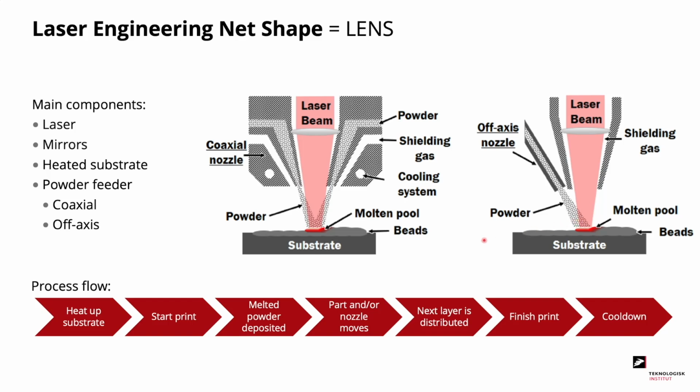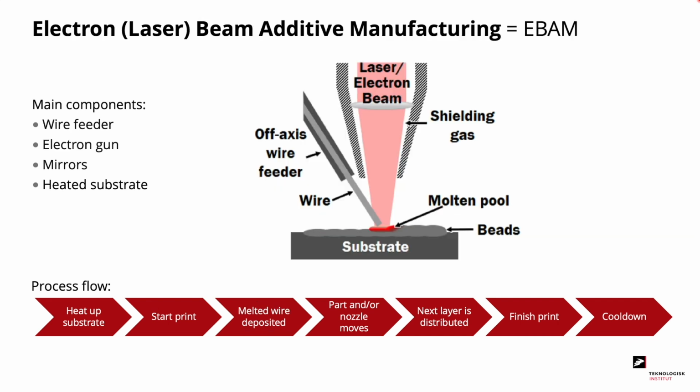If we look at the process flow, we start out by heating up our substrate. We then start our print, at which we are melting the deposited powder. Our part and/or our nozzle moves, and we deposit the next layer. This process continues until we have our finished print, after which we will have a cool down of the entire part.